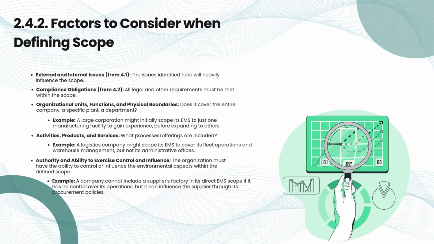You can only include something in your direct EMS scope if you have the power to control its environmental aspects. For example, you can't directly include your supplier's factory in your EMS scope because you don't control their operations, but you can influence them through your procurement policies, making them an interested party rather than part of your direct scope.